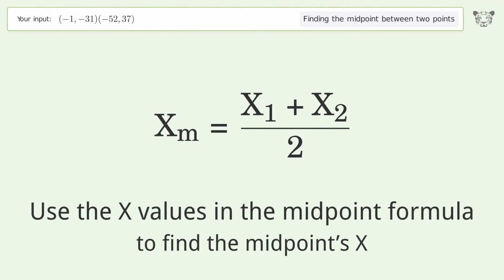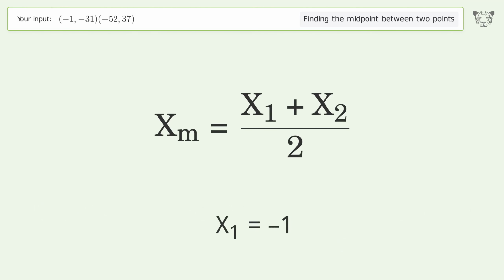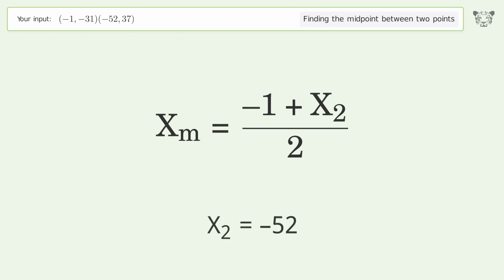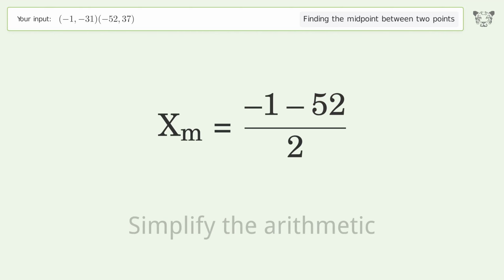Use the x values in the midpoint formula to find the midpoint's x. x1 equals negative 1. x2 equals negative 52. Simplify the arithmetic.